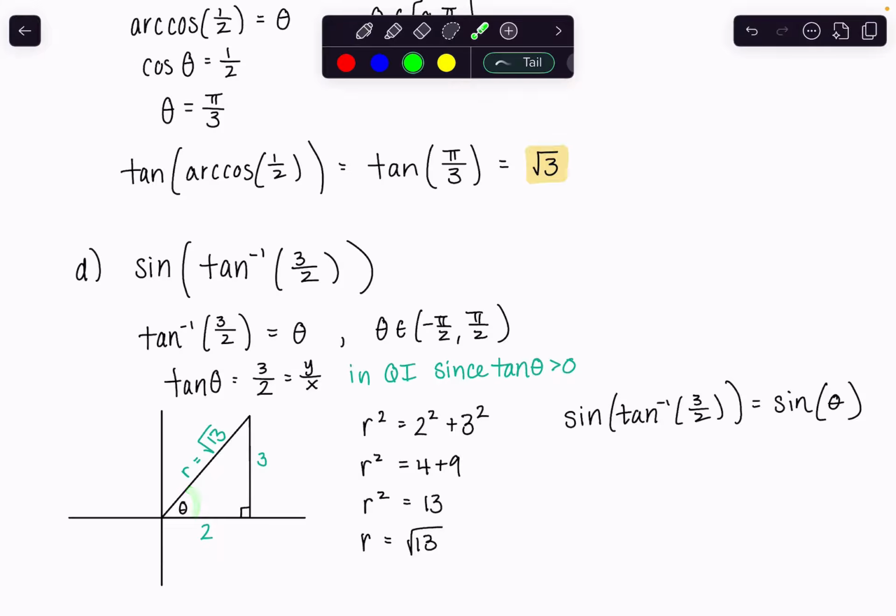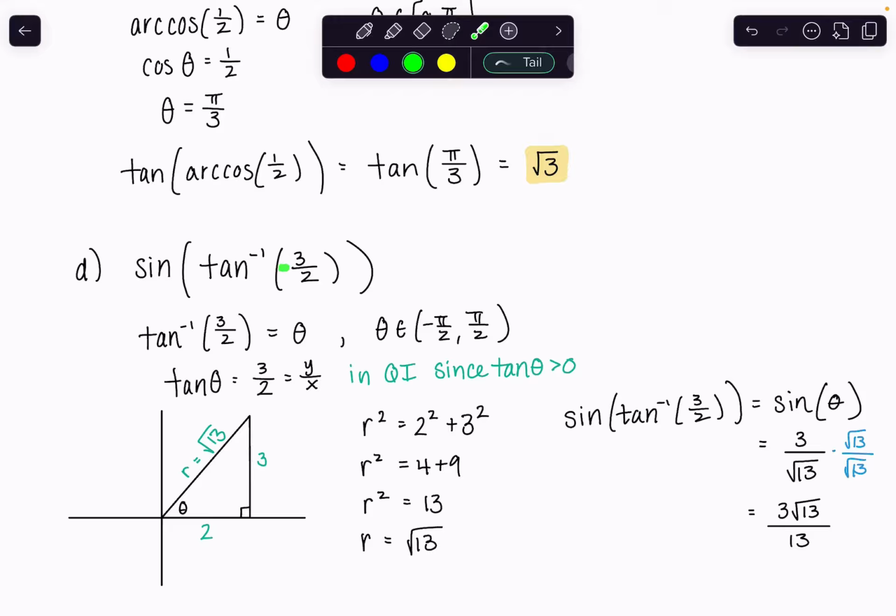Using my triangle and SOHCAHTOA, sine is the opposite over the hypotenuse. So sine of theta is going to be 3 over the square root of 13. Then, we really don't like a radical in the bottom, so we multiply by root 13 over root 13 to rationalize it. So sine of theta ends up being 3 root 13 over 13.